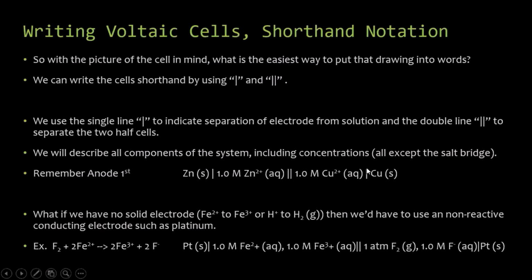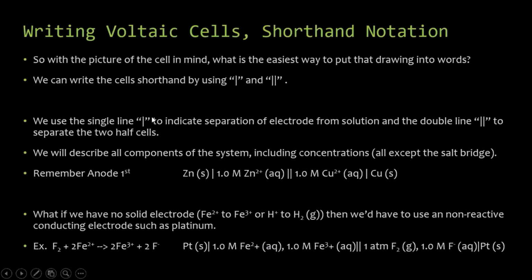Okay, so there's a shorthand notation to write those cells without having to draw out a picture each time. And we're going to use these two little barriers. In the shorthand, there's going to be a single straight line and a double straight line. The single straight line is going to be used to indicate a separation of electrode from solution. Now, the double straight line is going to be used to indicate a separation of anode and cathode.